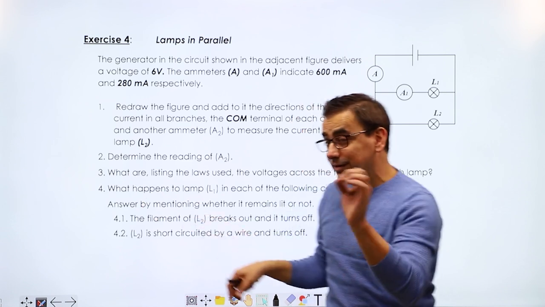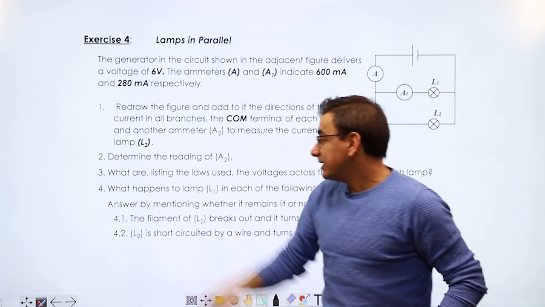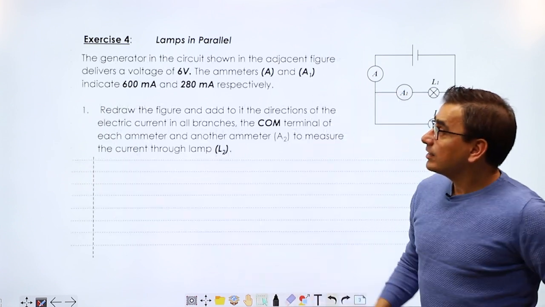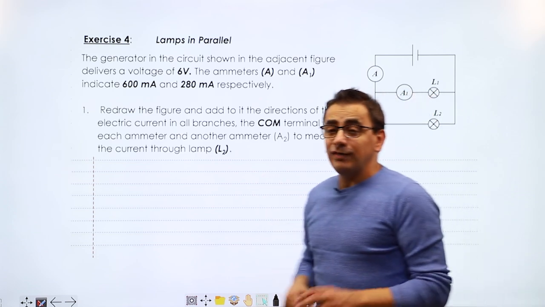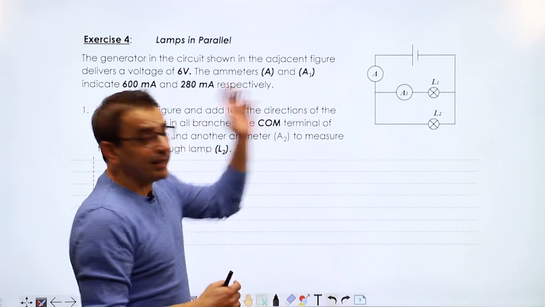What are, listing the laws used, the voltages across the terminals of each lamp? Then what happens to lamp L1 in each case? To solve that, let's move on. So first question, we have to redraw the figure. Now, in order not to waste a lot of time, I can do it directly.